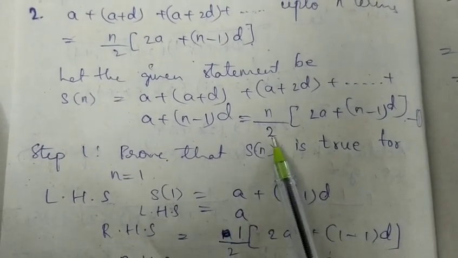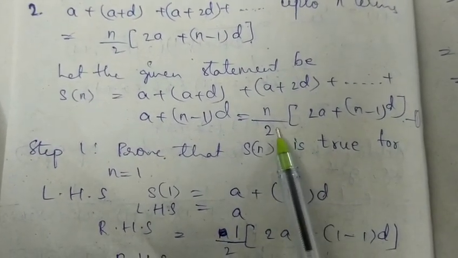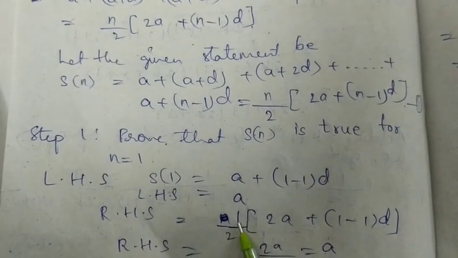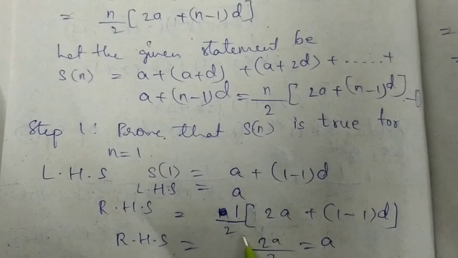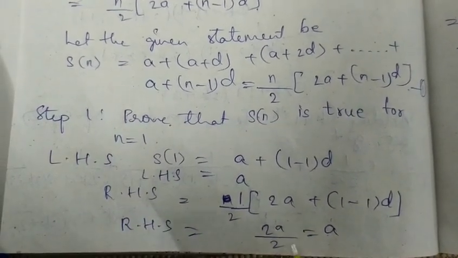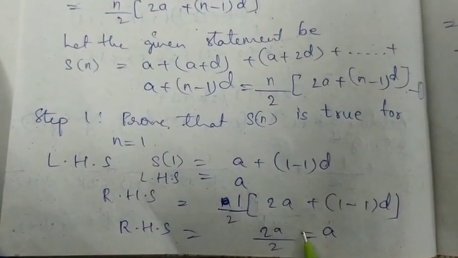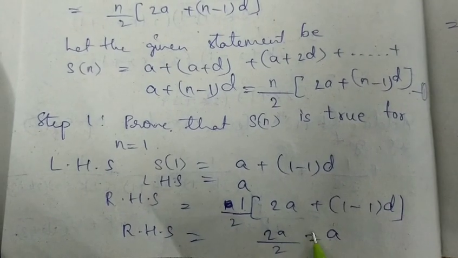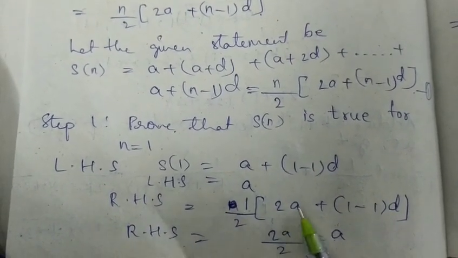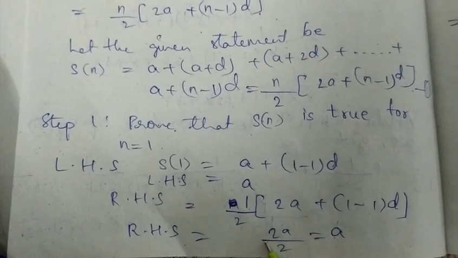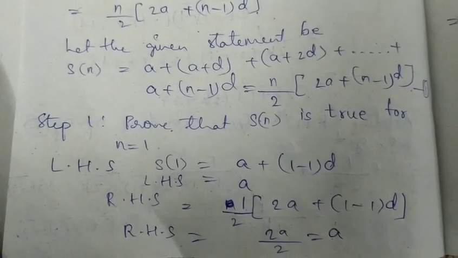Now you have to check with the RHS. In the RHS, instead of n you substitute 1. You will get 1 by 2 into 2a plus 1 minus 1 into d, which is equal to 1 by 2 into 2a, which is equal to 2a by 2, which is equal to a. Okay, so now you have checked, right? You are getting LHS is equal to RHS. Now this statement is satisfied and it holds true for n is equal to 1.